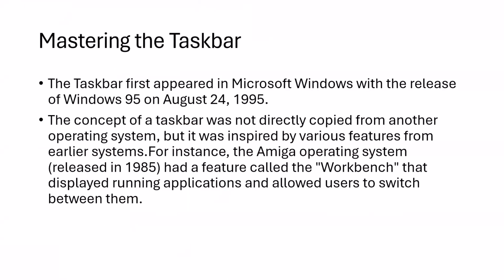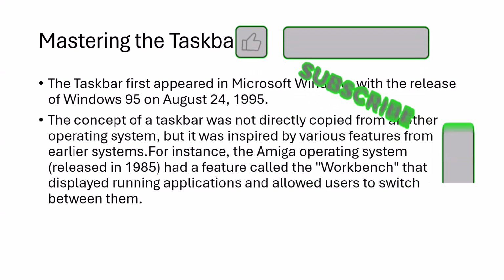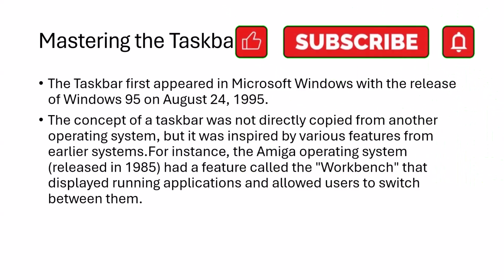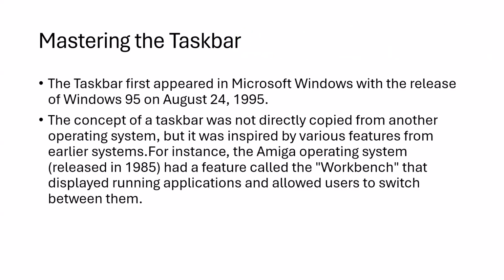The taskbar first appeared in Microsoft Windows with the release of Windows 95 on August 24th, 1995. The concept of a taskbar was not directly copied from another operating system, but it was inspired by various features from earlier systems. For instance, the Amiga operating system released in 1985 had a feature called the Workbench that displayed running applications and allowed users to switch between them.